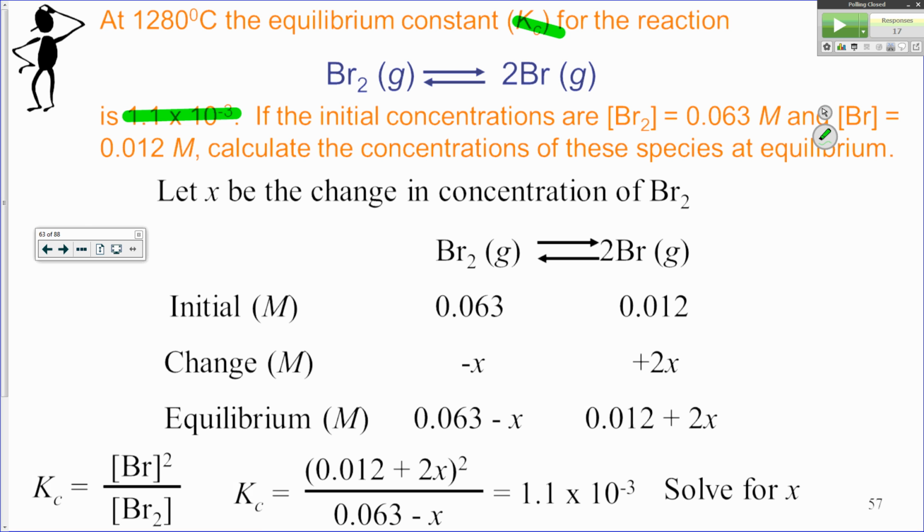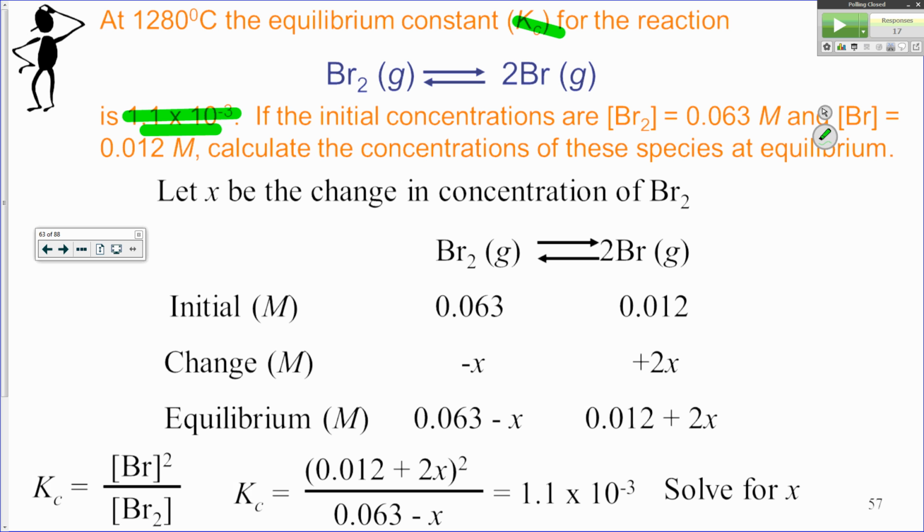So usually bromine, the molecular form, is stable, but if you heat it up to 1280 degrees, it will decompose. It'll break apart. But still, this is not a big number, so if it's less than 1, it means it's not very favored. So just a little bit of it is going to decompose.